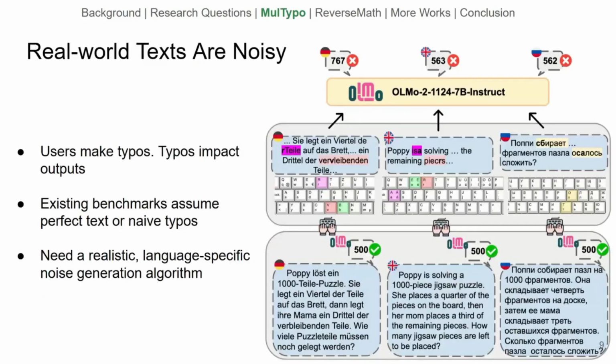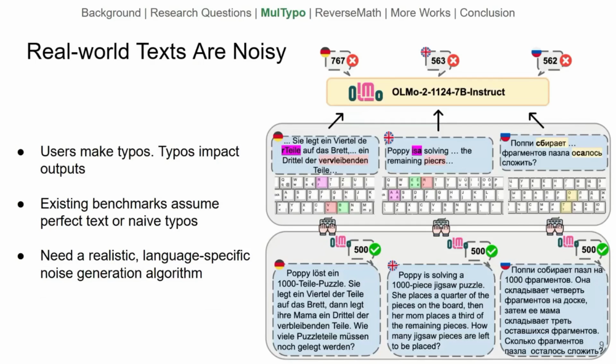Let's look at these figures. We have three of the same questions, but in different languages: German, English, and Russian. We ask the same LLM to answer these questions. As you can see, with this perfect clean input, the model can always answer correctly. However, when we introduce some typos into these questions, all three questions fail the model, which means LLMs are not as robust as we imagine to these easy typos.